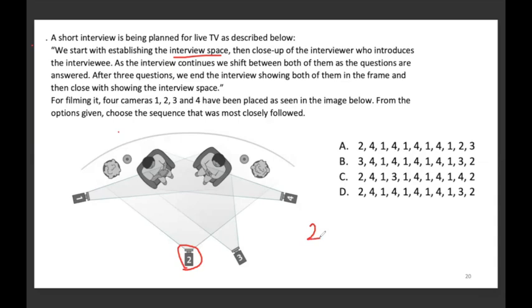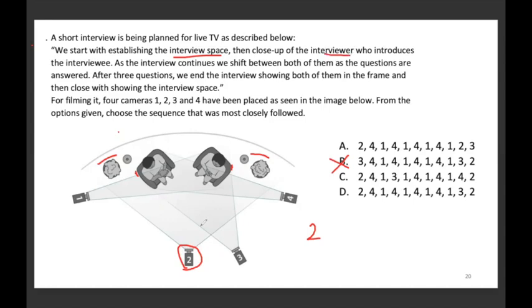So 2 will come first. So B is wrong. In figure 3, only the interviewee and interviewer are visible, versus in 2 you can see everything. You can see the table, the glasses, or anything kept on the sides. That's why 2 will come. And then a close up of the interviewer who introduces the interviewee.